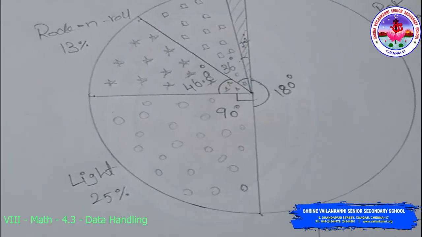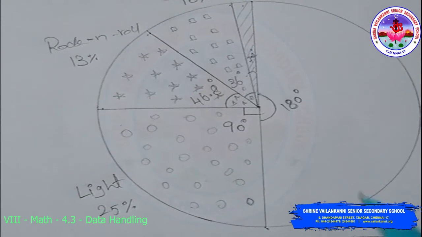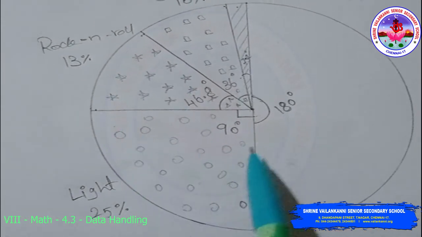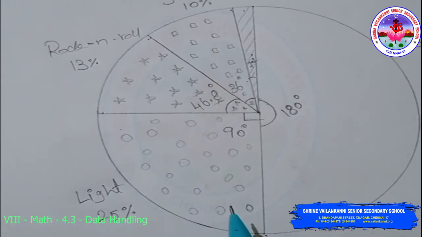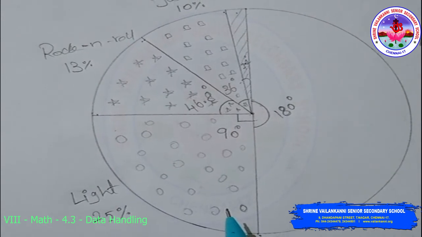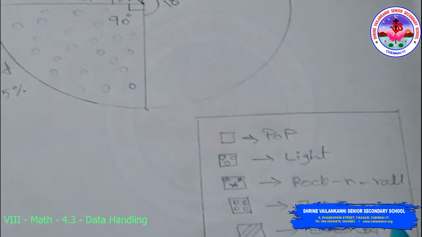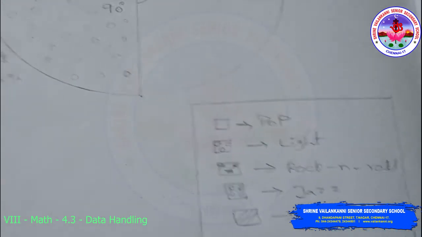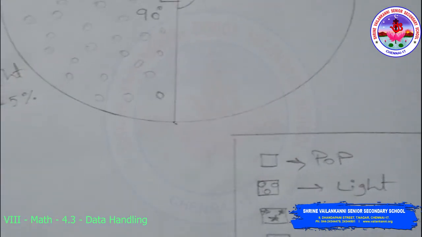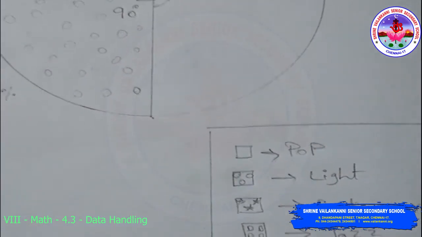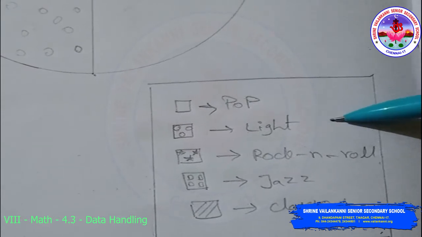Draw some designs in the interior of the angles to differentiate the types of music. This is the legend. This detail box is called a legend.